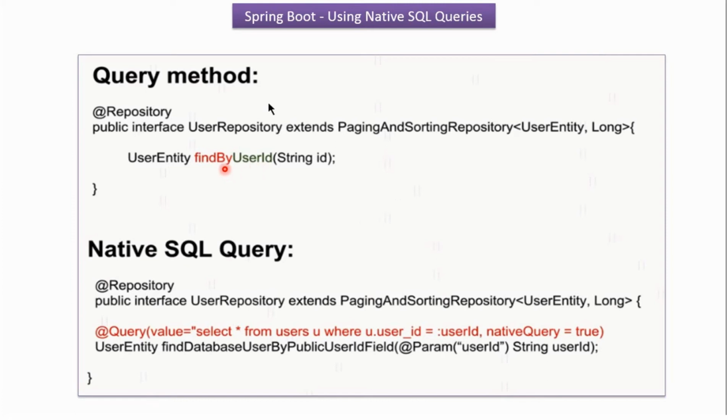Based on the method name, the SQL query will be automatically generated by the framework. In this case, it will generate a SQL query like this: select star from users table where user ID equals whatever value we are passing. Based on that, the user entity object will be returned. In the case of a native SQL query, the method name is not important. We have to use the Query annotation, pass the native SQL query, and specify native query equal to true.